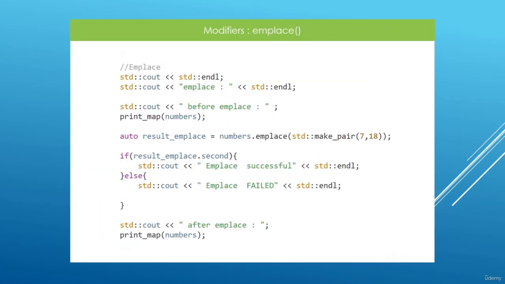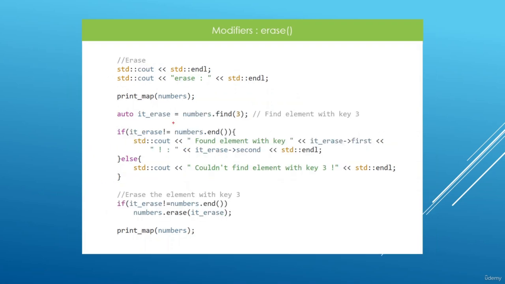We can also emplace, and again, the logic is the same. After emplacing, you will get a std::pair back, and you can do the check to see if the emplace was a success or a failure. We can also erase, and before you erase, you need to find the iterator to the element you want to erase. Once you find it, you're going to call the erase method, and the element is going to go away.